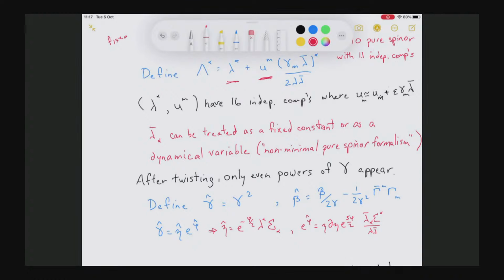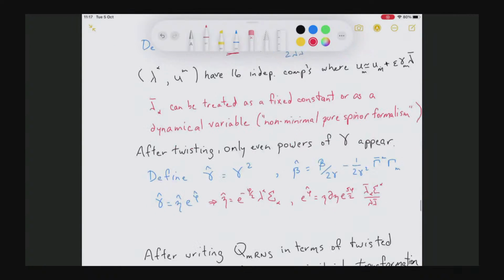And what you find is that there's a nice relation between the hatted eta and the RNS variables. So what you find is that eta hat, which is the fermionic field that comes from fermionizing gamma hat, is just equal to lambda alpha, the pure spinor, times what we were calling Q alpha, more precisely the BRST current, the spacetime supersymmetry current, which was e to the minus phi over 2 sigma alpha. So there's a simple relation between these hatted variables and the RNS variables.